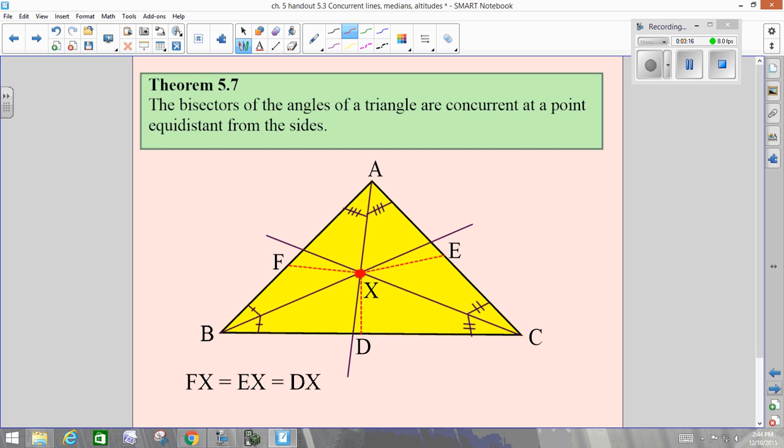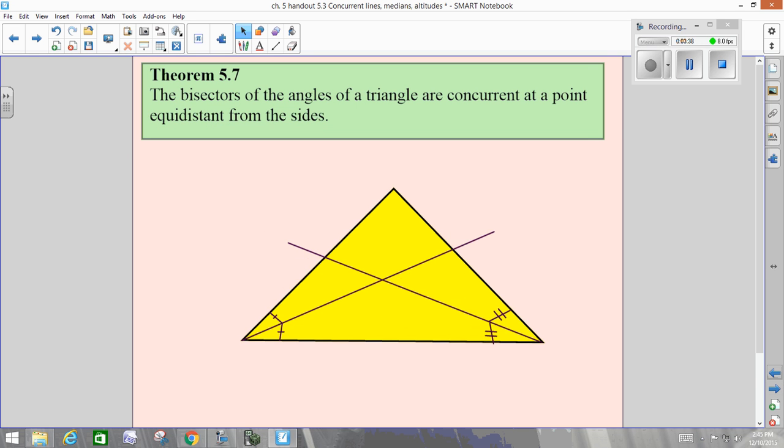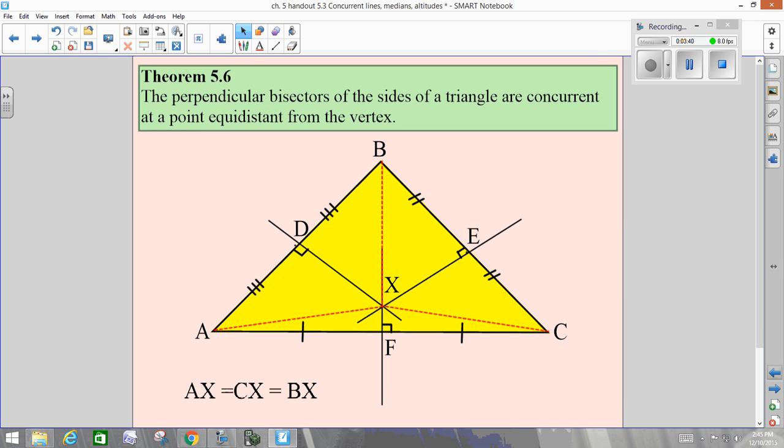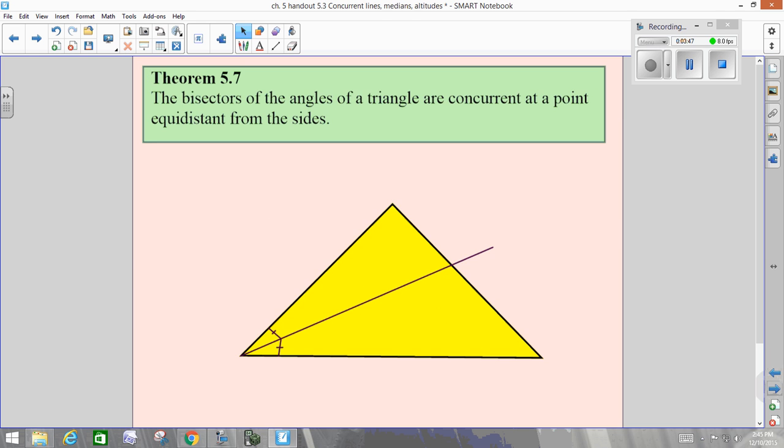This theorem says that the bisectors of the angles are concurrent at a point that's equidistant from the sides. So since these are all the angle bisectors, the distance from X to E, X to F, and X to D has to be the same. Angle bisectors meet at a point equidistant to the sides. Perpendicular bisectors meet at a point that's equidistant to the vertices. So we'll star next to 5.7 too.